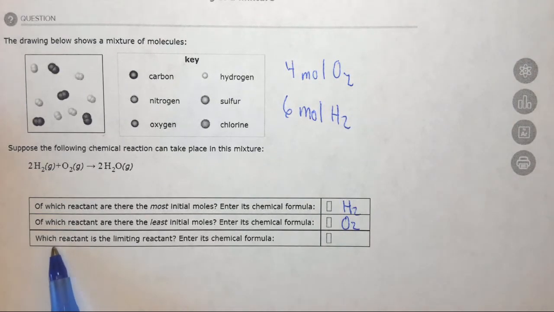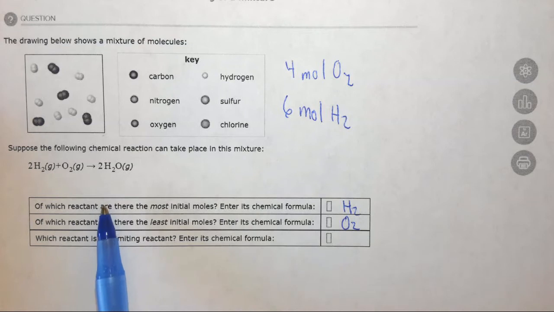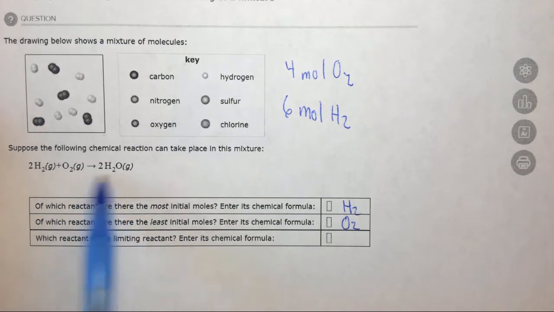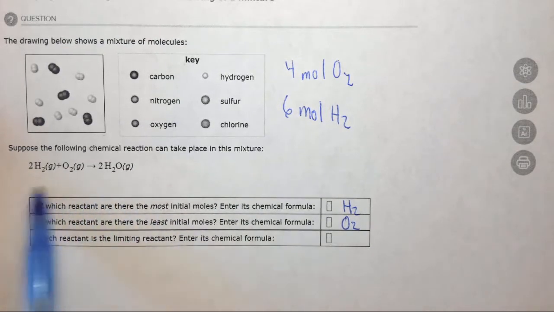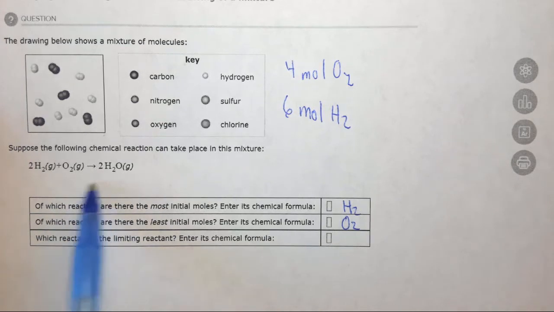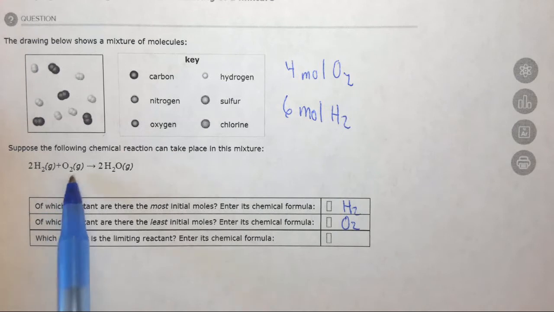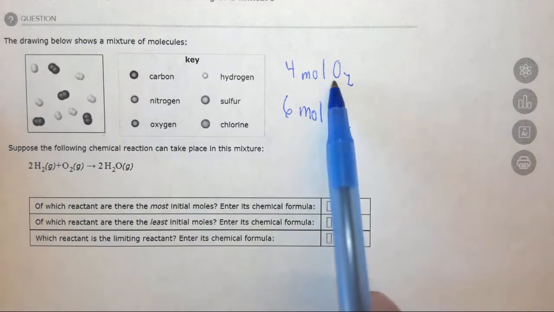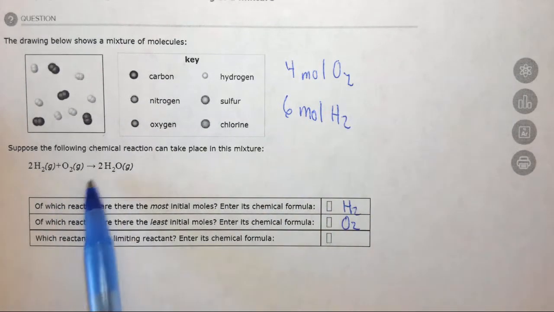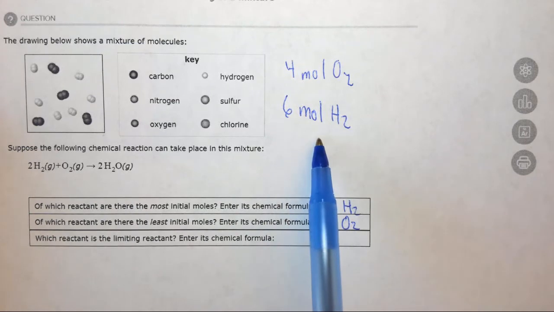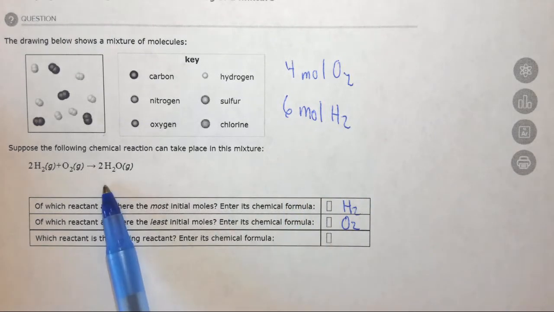But then we get to a trickier question. Which reactant is the limiting reactant? So which one will limit how much water we will make? Well, in order to find the limiting reactant, we need a balanced chemical equation. And there are many ways to do this, but what I'm going to suggest we do is figure out how many moles of water we can make with all of our oxygen, figure out how many moles of water we can make with all of our hydrogen, and whichever one is less, that reagent will be gone, and therefore you can't possibly make any more water.